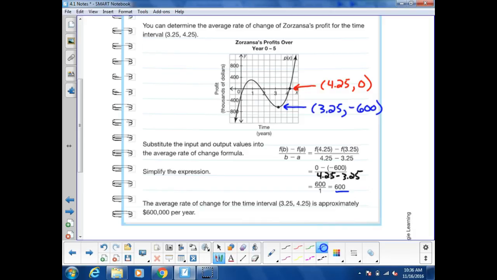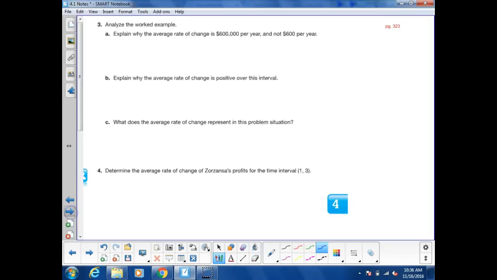I'm confused. How did we go from 600 to 600,000? Because the rate is in thousands. What's in thousands? The Y scale. That's not the only place that I'm confused about this, but it's the next first question. Explain why the average rate of change is 600,000 per year and not 600 per year, and you just answered it. The Y scale.